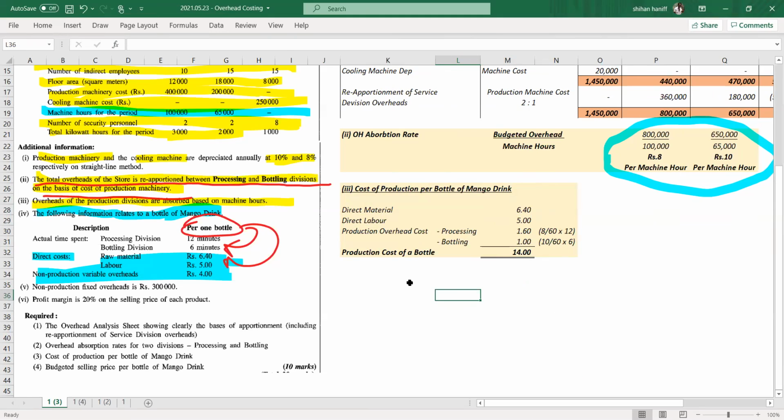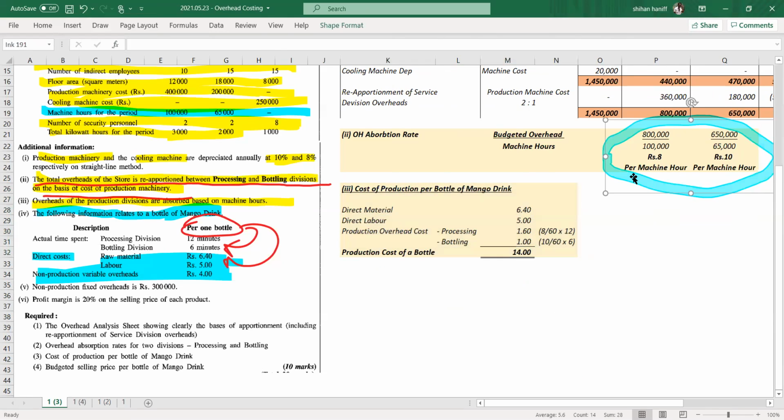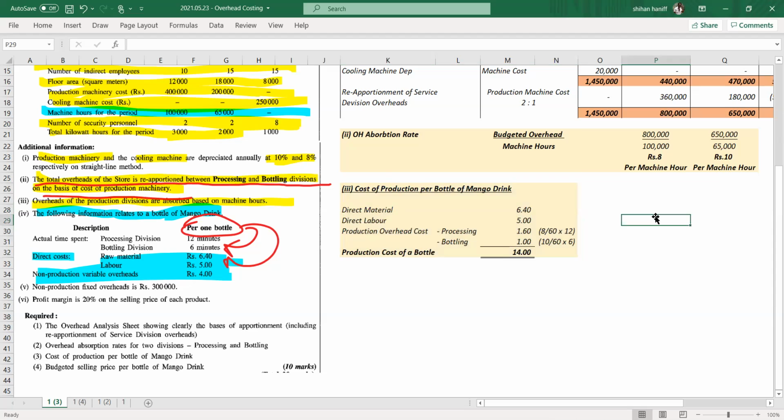Is it clear? Then the last one, number 4. Budgeted selling price.